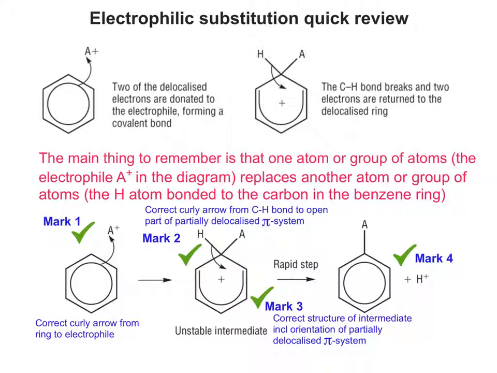Your third mark comes from the correct structure of the intermediate, which includes the correct orientation of the partially delocalized pi system, with the open end pointing towards where the substitution is taking place. And the final mark comes from the correct products, including H+. So don't forget the H+, which was originally attached to the benzene ring.